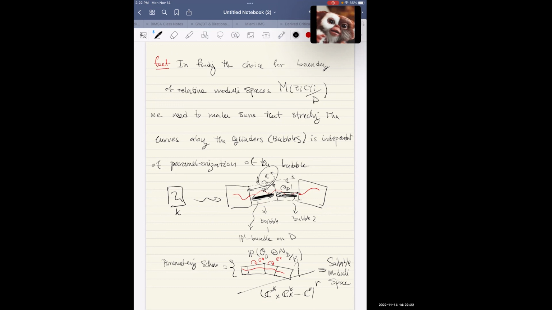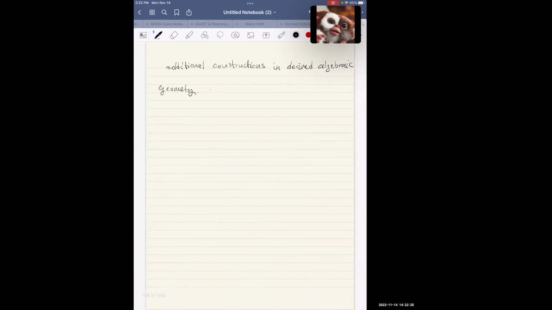All right. Anyway, so after computing relative DT, or relative Gromov-Witten invariants, we also have the relative version of the Gromov-Witten/Donaldson-Thomas correspondence.